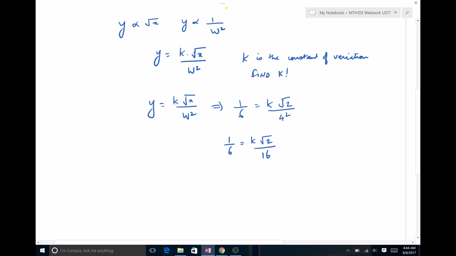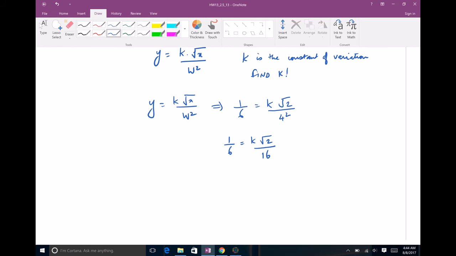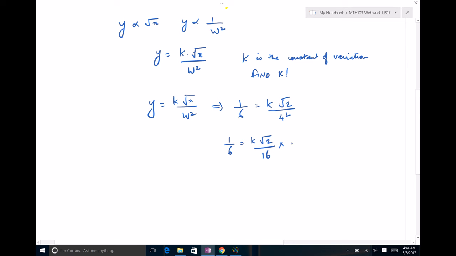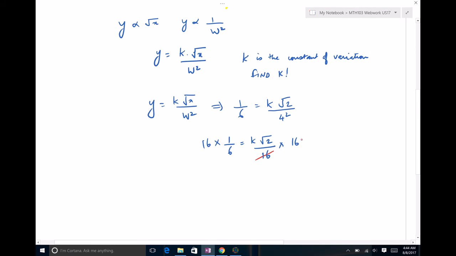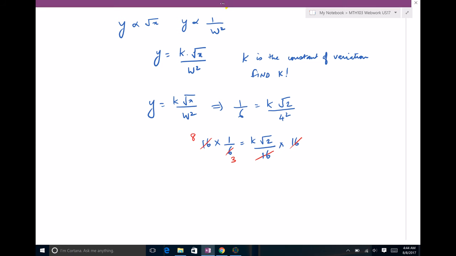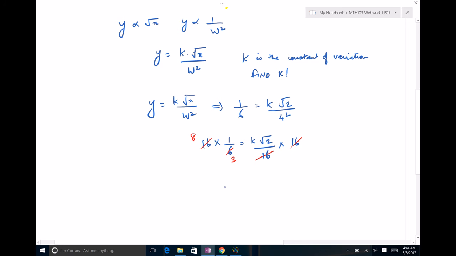Now I want to solve this equation for k, so what I'm going to do is multiply both sides of the equation by 16 first. So on the right hand side of the equation I can cancel 16, and on the left hand side 3 times 2 is 6 and 8 times 2 is 16. So now I have 8 over 3 equals k times the square root of 2.